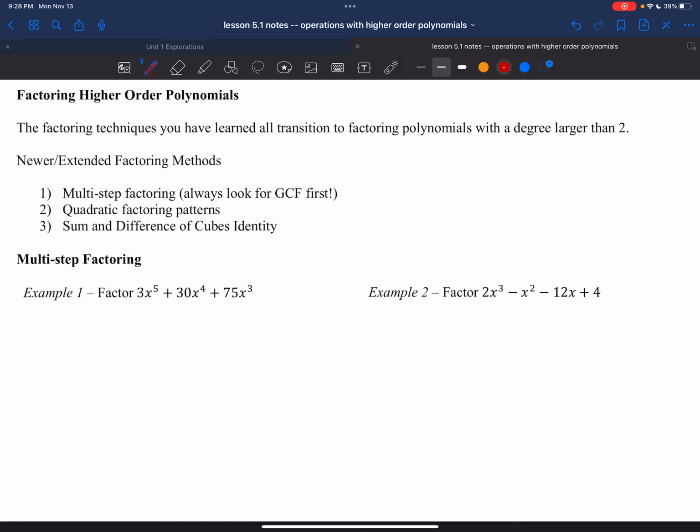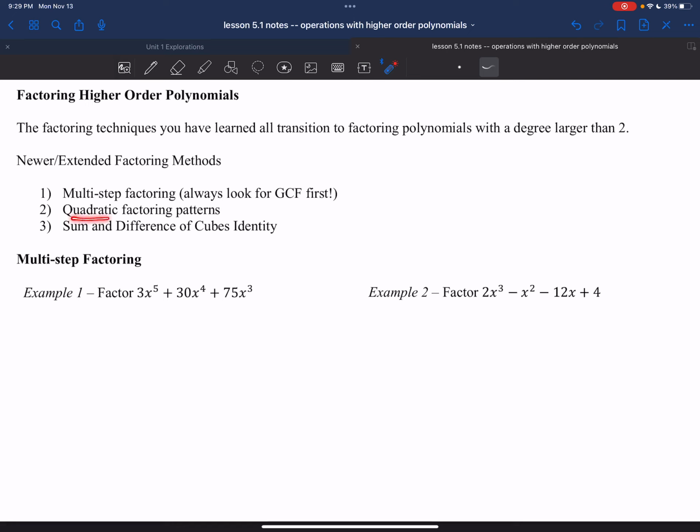So factoring higher order polynomials, this is the last piece of the video. We're just going to talk about how to do it with even bigger polynomial expressions, okay? So these are the newer or extended factoring methods. The first is just called multi-step factoring. Now this one, it's not really a lot for me to teach you. It's just all those methods you did before, you just do any variation of them multiple times. And I'm going to show you that and model that with the first 2 examples here.